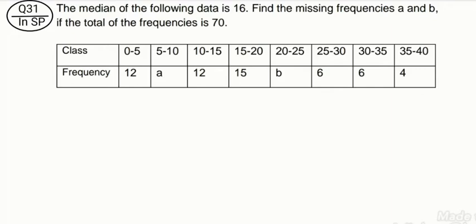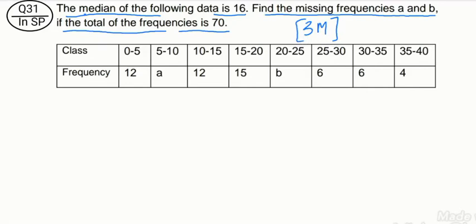Question, please read carefully. The median of the following data is 16. Find the missing frequencies A and B if the total of the frequencies is 70. So the question is asked on median, for 3 marks. The median is given to us, two unknown frequencies A and B are involved in the data, and they're asking us to find A and B. Total frequency is given as 70.